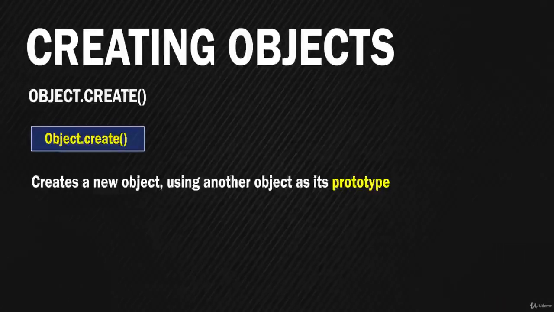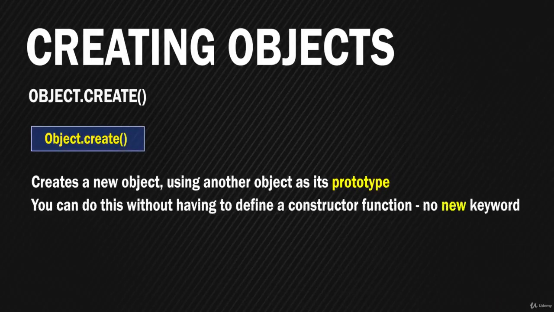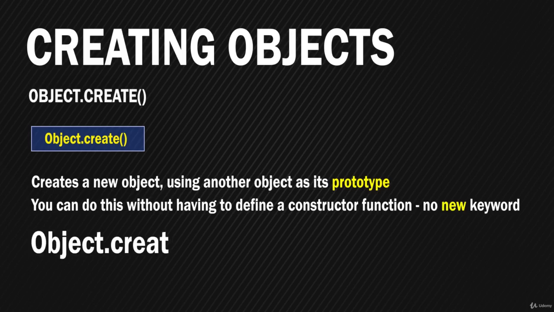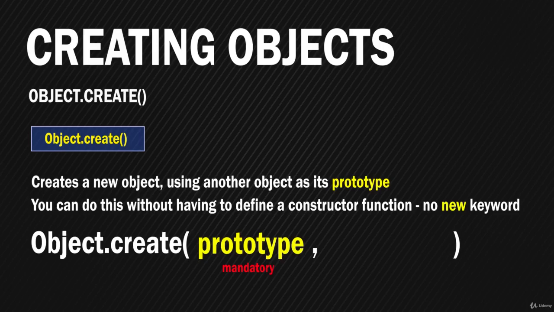The cool thing with Object.create is that you can create an object without having to define a constructor function. This means you don't need the new keyword. So how do we create it? Well, it takes two arguments. It takes a prototype argument, which is mandatory. We have to put in something because you have to tell your newly created object where to inherit its prototype from. And the second argument is optional, where you can define properties. Let's have a look at a few examples.